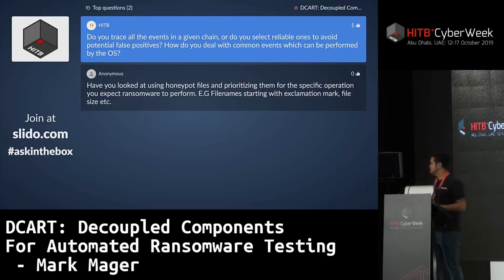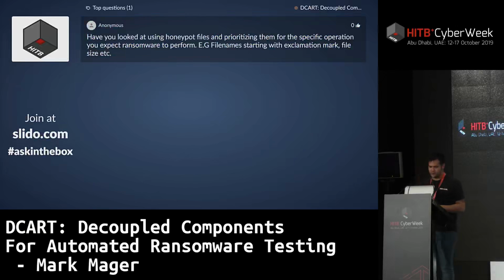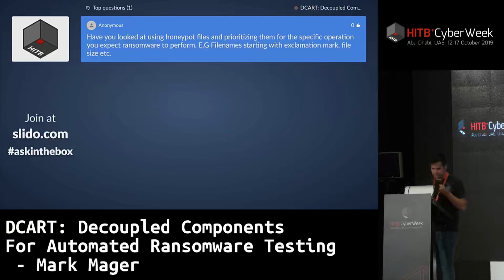The next one is, have you looked at using honeypot files and prioritizing them for the specific operation you expect ransomware to perform, such as file names starting with exclamation marks or file size? Yeah, I've definitely looked into canary files, I think is what they're referred to a lot. I really do like the idea. I just haven't specifically tried to introduce them into this framework or use them in any of my research so far. But I've definitely heard that they can be very reliable if they're deployed correctly.